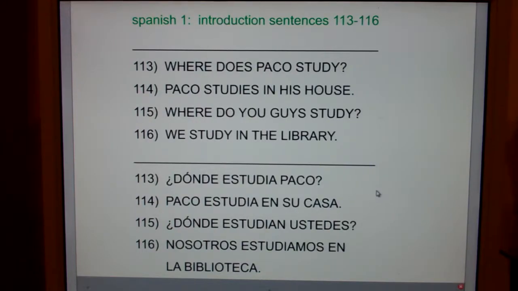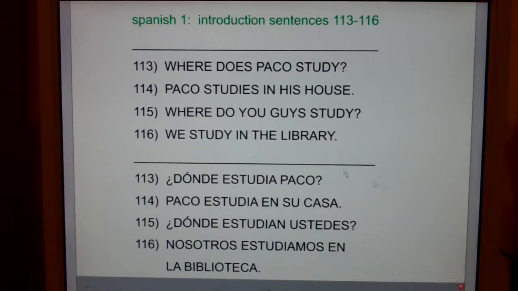All right? Notice, if I ask you a question, where do you study? I say, ¿dónde estudias tú? I say as. You say o. As, o. And you have to change it. You think, okay, Mr. Holt said as to me, so I'm going to answer o.